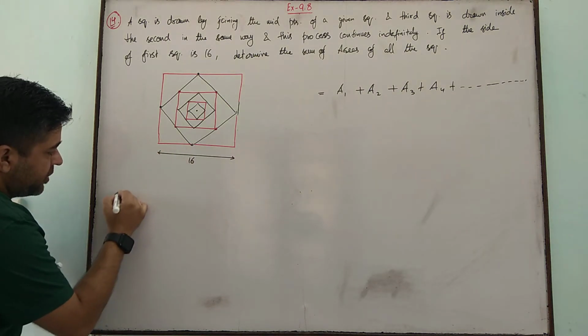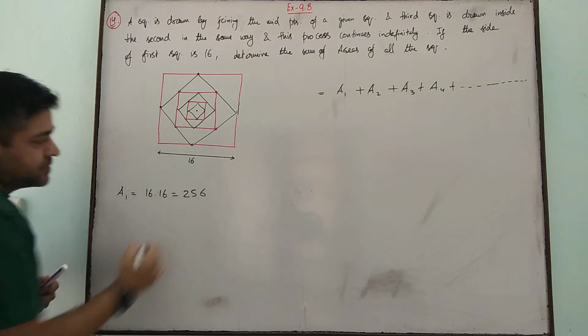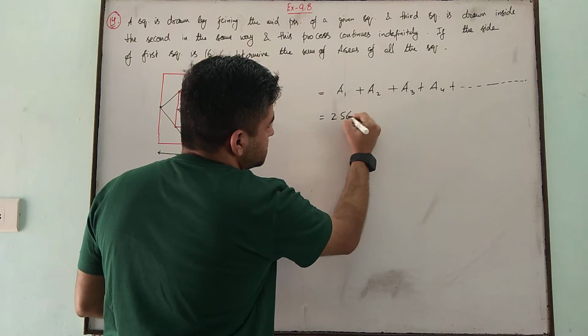So for the first square your area is 16 into 16, that is 256, right? For the first square it is 256.